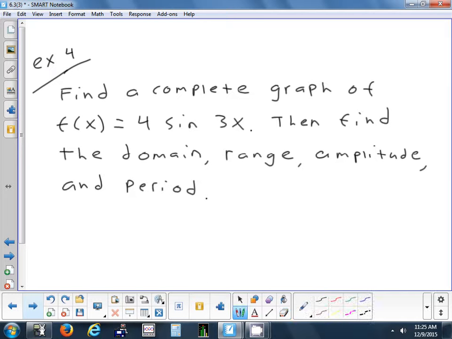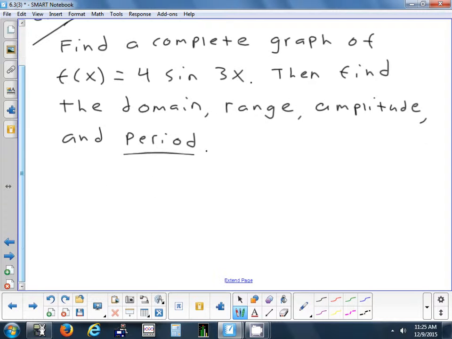All right, so to do some of that, we might want to figure out some of these other things first, because our period is what's really going to dictate how big of a window we need if I want to see 1 period, 2 periods, and so on. All right, so let's start with that. Okay, what's my period for this one?